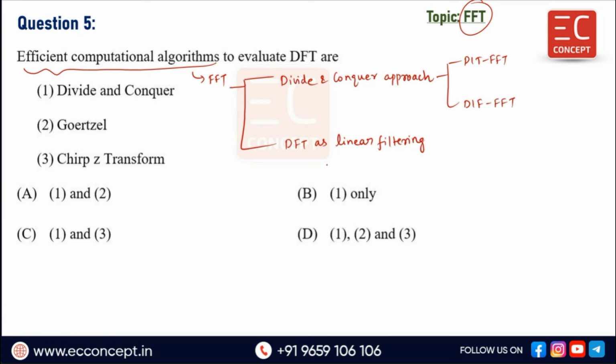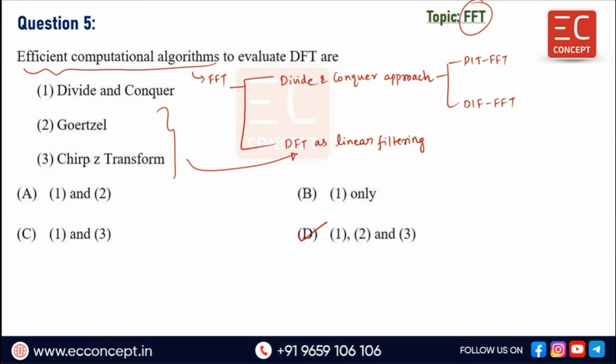This is already mentioned here, okay? The chirp Z transform and Goertzel algorithm both belong to DFT as linear filtering, okay? So for efficient computational algorithms to evaluate the DFT, all three apply. This comes under divide and conquer and this comes under DFT as linear filtering, so option D is correct. All the given methods are useful for efficiently calculating the DFT.